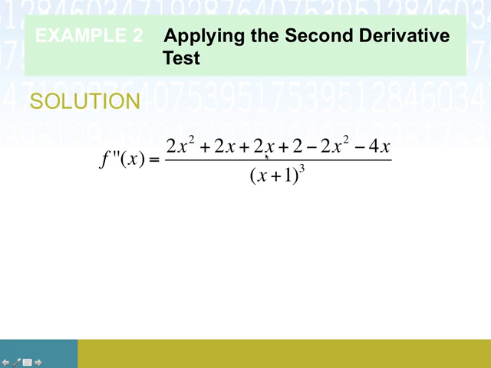So expanding out the top, now we actually distribute everything, combine some like terms. Notice that a lot of this stuff goes away. We have 2x, 4x, and then minus 4x. And then negative 2x squared and positive 2x squared. So all we're left with in the top is this 2. So there's our second derivative function.